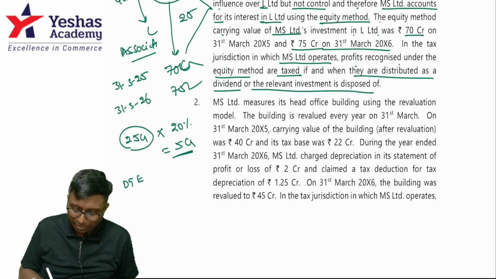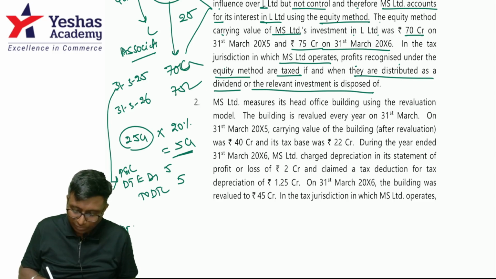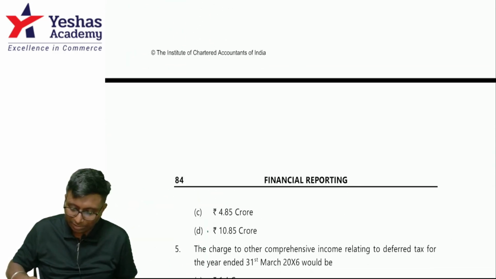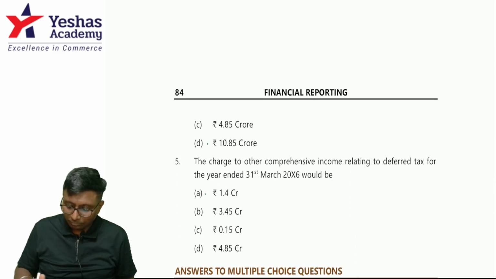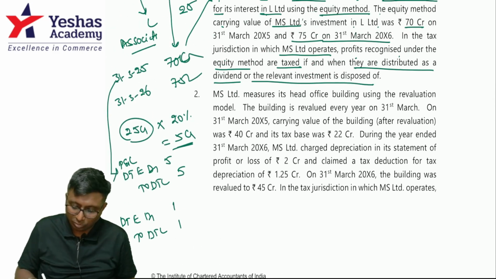Yes, deferred tax expense account debit to deferred tax liability. This will hit my profit and loss statement. This is as of which year? As of this year. For the next year, what has gone up? 5 CR has gone up. 5 CR into 20 percentage is 1 CR. So obviously deferred tax expense account debit to deferred tax liability, that is equal to 1 CR. Let us see the question accordingly. We'll see the total deferred tax liability of MS Limited. Let me see this one also.